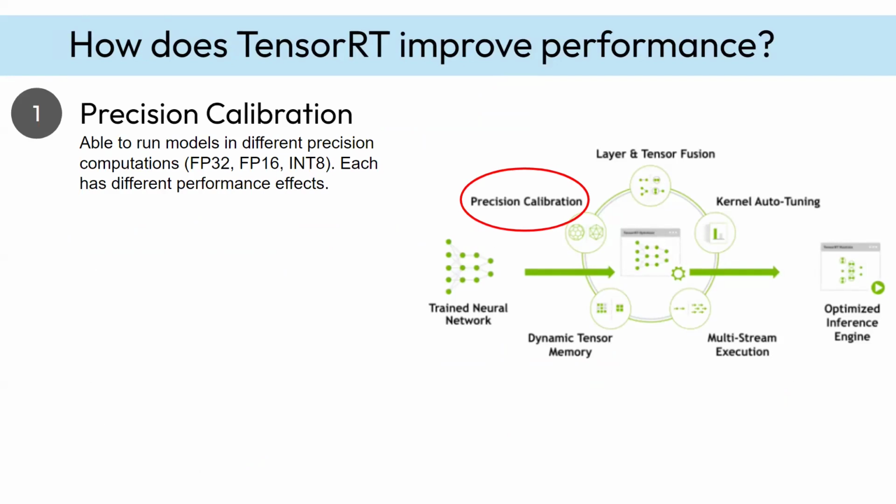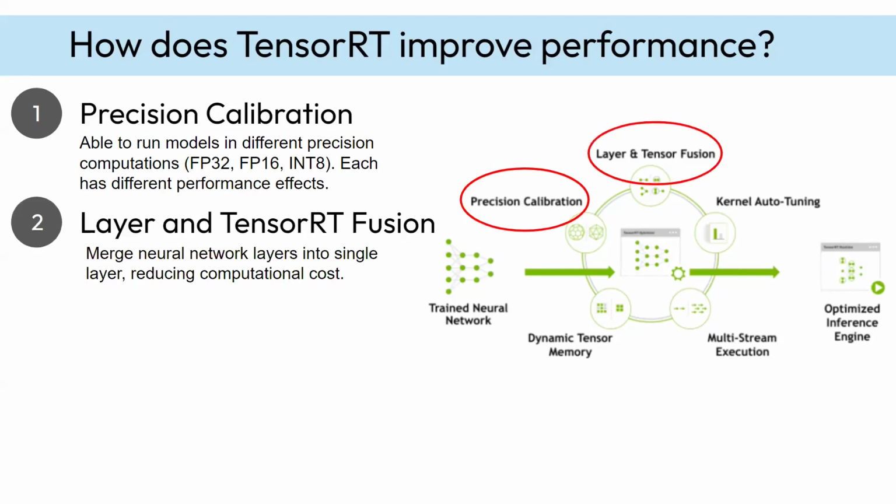TensorRT provides various precision computation, FP32, FP16, and INT8, where each has different effects on memory usage and performance. Notably, setting TensorRT to run the model in FP16 mode can lower data transfer time and improve performance via reduced computational costs but at the cost of reduced precision.